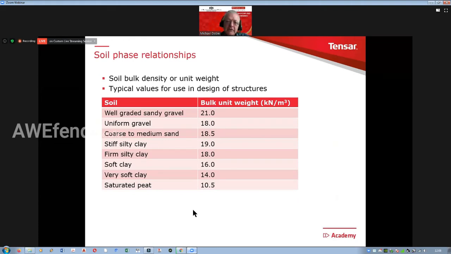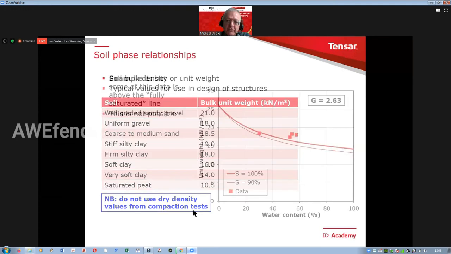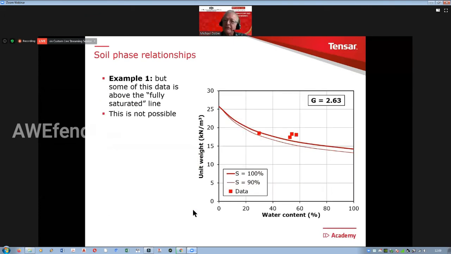Here are some typical bulk unit weights. In most fill soils, they're going to be in the upper teens or low 20s. I think we know that, but there are some typical values for you to take into account. But just that warning again: if you use test data to find bulk unit weights for design, say of a slope, then please convert dry density into bulk density using the water content. But here are two examples of how this can help you.